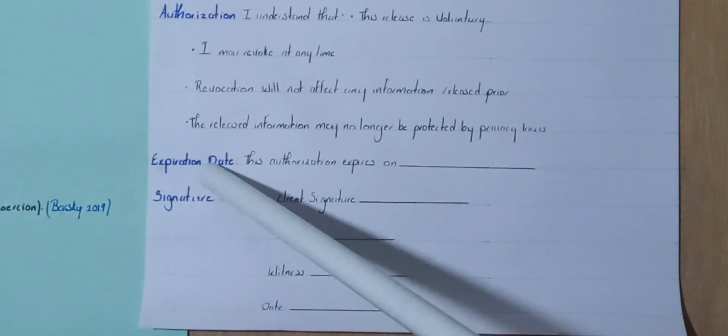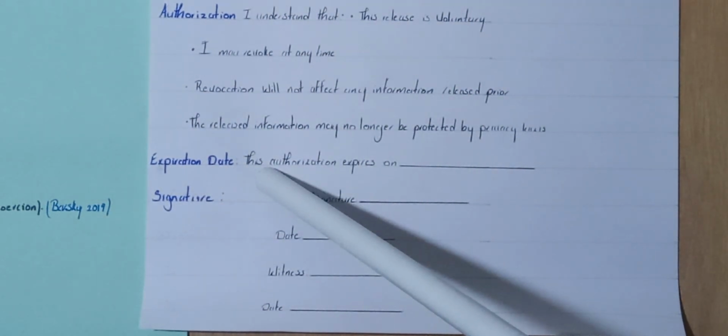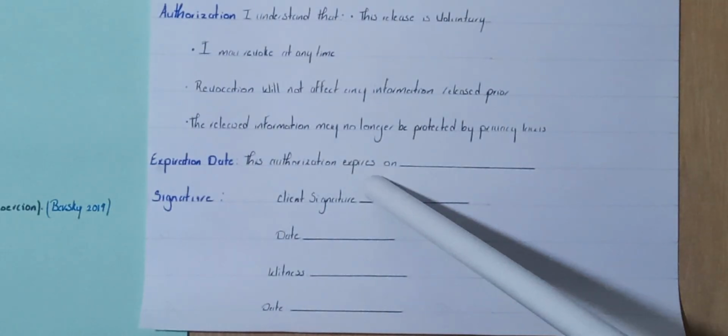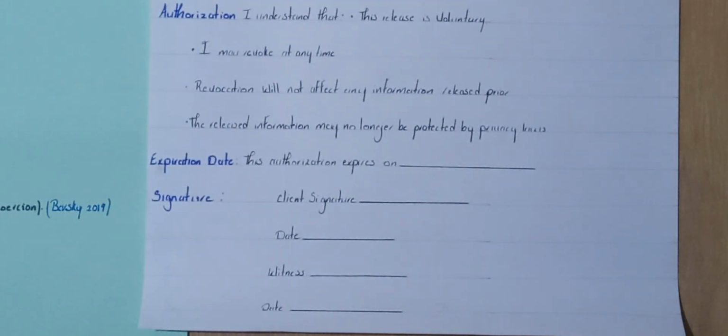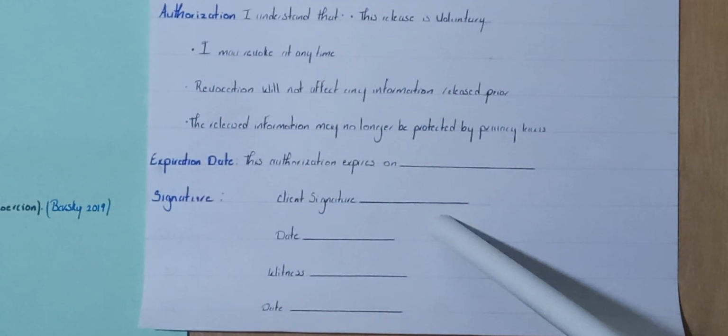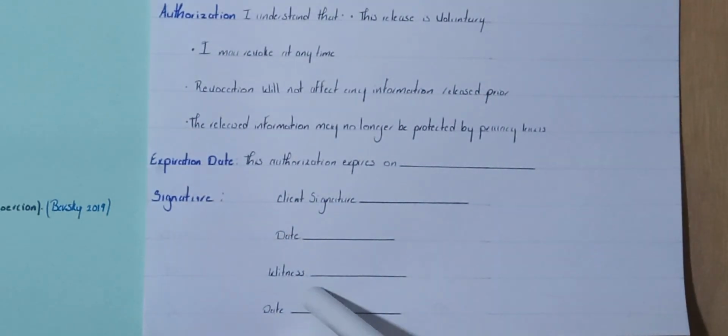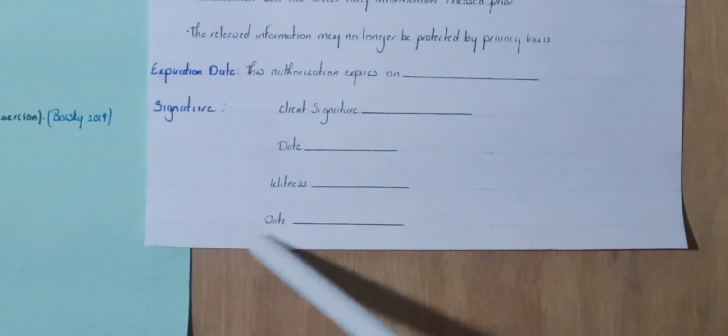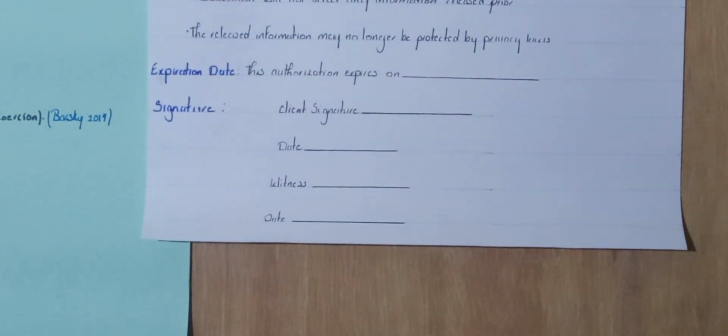Then, of course, as I mentioned, expiration date. This authorization expires on, and you put the date. The signature of the client must be there, the date, who are the witnesses, and other, if you want to put that. So that is for the confidentiality form.